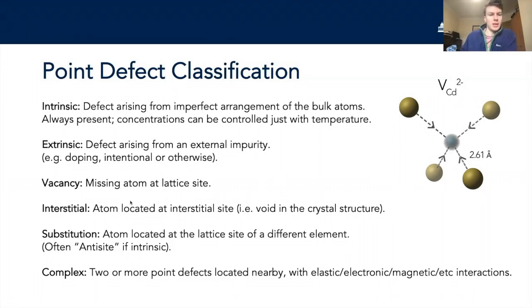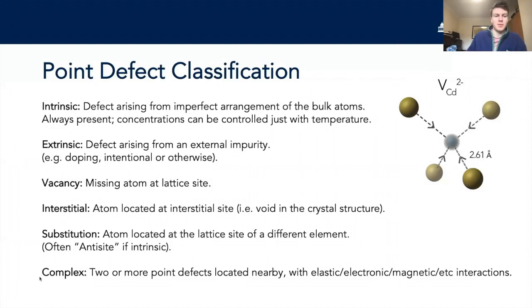You can have a substitution. This is an atom located at the lattice site of a different element. So a magnesium on an oxygen site, for example, or some other form of substitution. These are often called anti-sites if they're an intrinsic substitution. This can sometimes be a source of confusion with people. They're referred to as an anti-site because it's one element located at the lattice site of the other. But typically, if we're talking about extrinsic substitutions, we just use the term substitution.